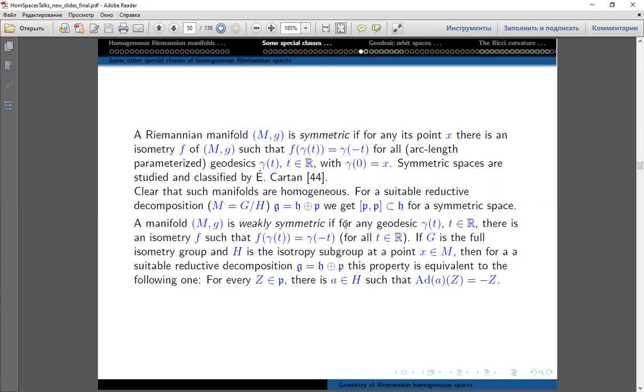Now we consider only one geodesic, and for this geodesic, we can take a special isometry, not one and the same isometry for all geodesics, but a special isometry for a given geodesic. If G is a full isometry group and H is the isotropy subgroup at a point x, then for a suitable reductive decomposition, G is H plus P, and this property is equivalent to the following one. For every Z from P, there exists A from the isotropy group H such that Ad of A of Z is minus Z. It's the same as this relation. If we have this property, then we have a weakly symmetric space. Weakly symmetric spaces are also homogeneous.